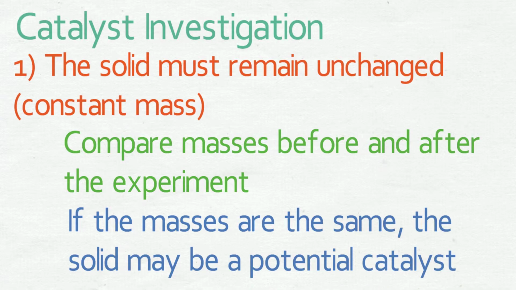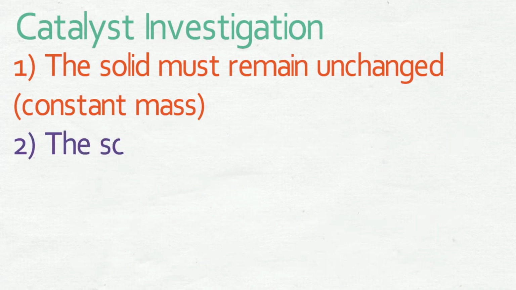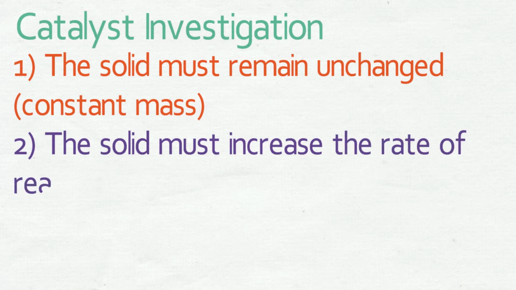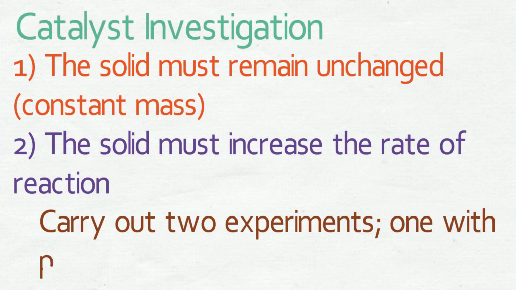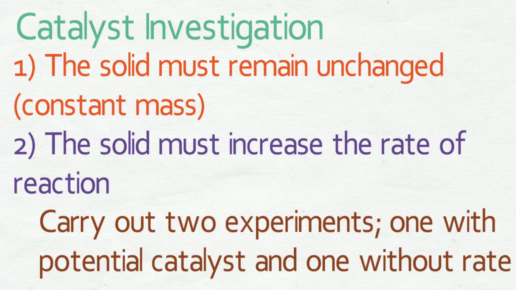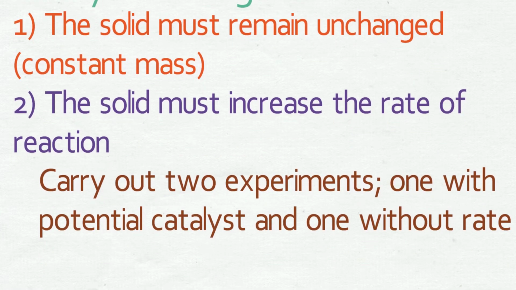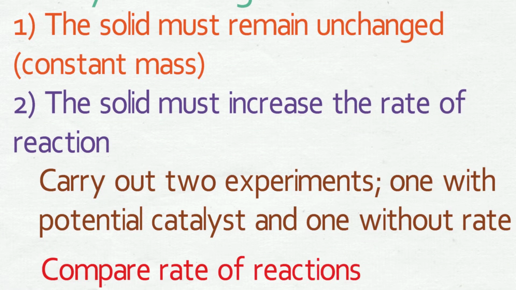This brings us on to the second test, which is to test whether the potential catalyst increases the rate of reaction. We can do this by carrying out two experiments. We carry out one experiment with the potential catalyst and the other experiment without the potential catalyst. We then compare the rates of reaction. If the rate of reaction increases with the potential catalyst present, then we can say that the solid is a catalyst. If the rate of reaction remains the same, then we can say that the potential catalyst is not a catalyst.